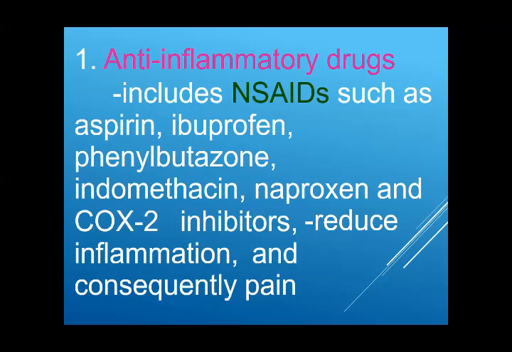You can use NSAIDs: aspirin, ibuprofen, flurbiprofen, indomethacin. They are all anti-inflammatory drugs, including the COX-2 inhibitors. They reduce inflammation and pain. They reduce the inflammatory process of the sacroiliitis and spinal inflammation, of the ligaments and joints, and reduce later complications. So anti-inflammatories are for pain relief and reducing inflammation.